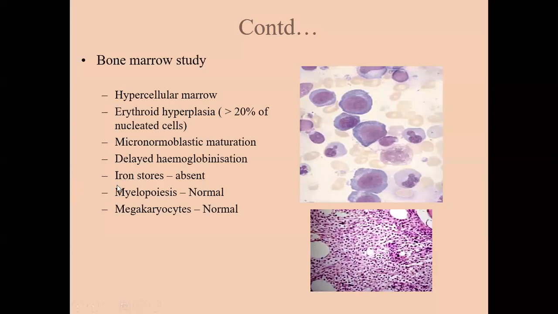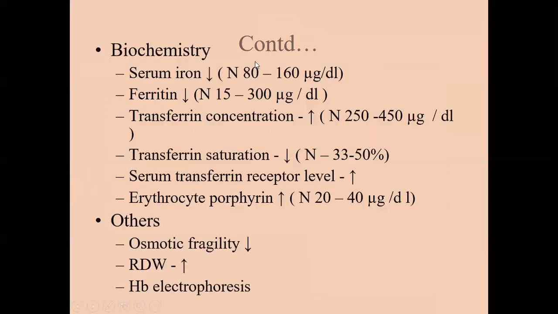Cytoplasmic. Very good. In myelopoiesis, WBC is formed normally. Megakaryocytes and platelets are formed normally. And biochemistry, I'm not going into the detail. Serum iron is reduced, storage form is reduced.